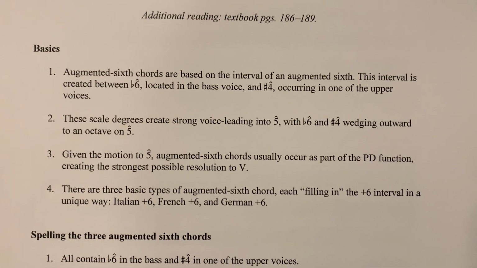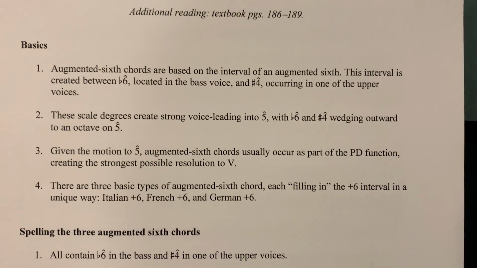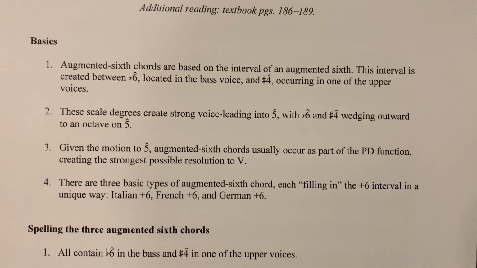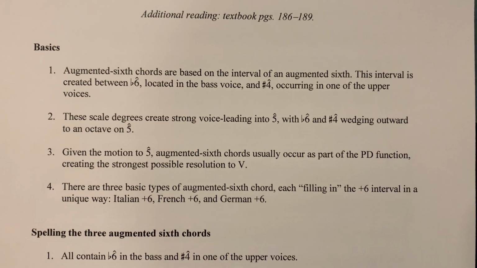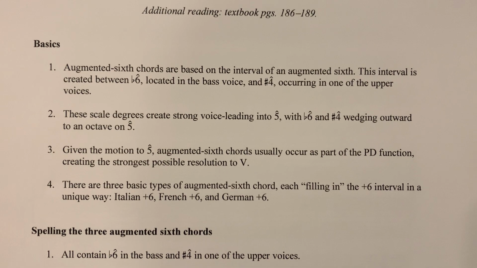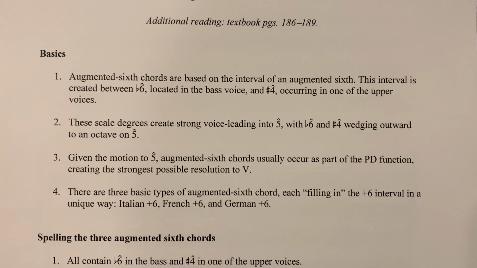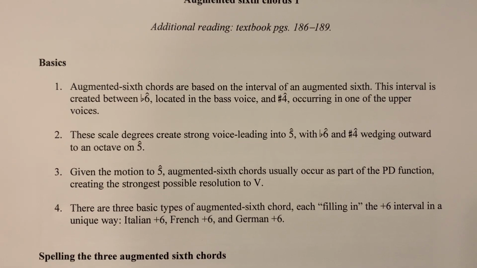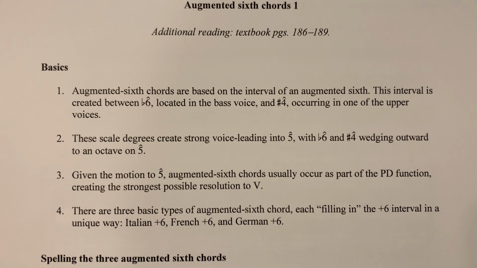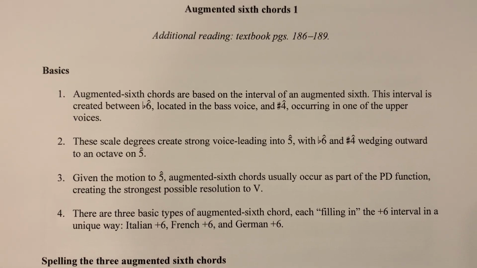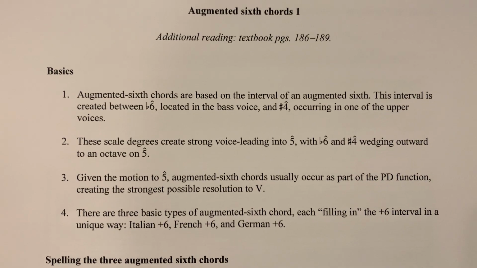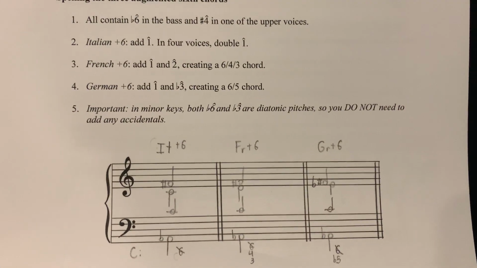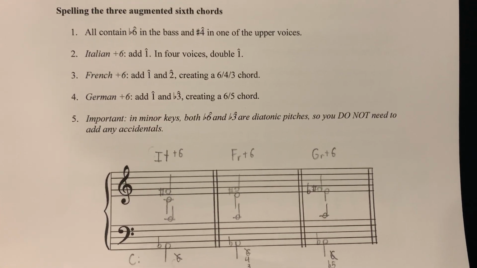Number 4, this is getting us into our next topic. There are 3 basic types of augmented sixth chord. Each fills in the augmented sixth interval in a unique way. And just by convention, these are labeled the Italian augmented sixth, the French augmented sixth, and the German augmented sixth, and you can abbreviate those, IT for Italian, FR for French, and GR for German. So let's now move on to how to go about spelling those 3 augmented sixth chords.